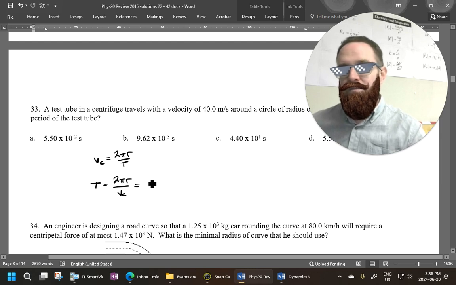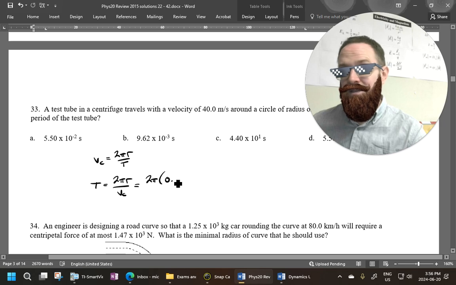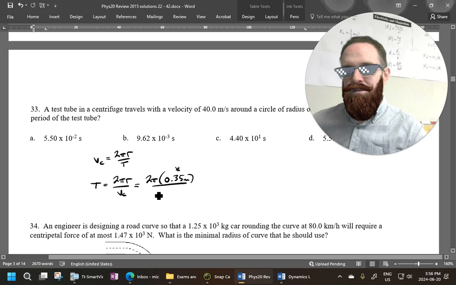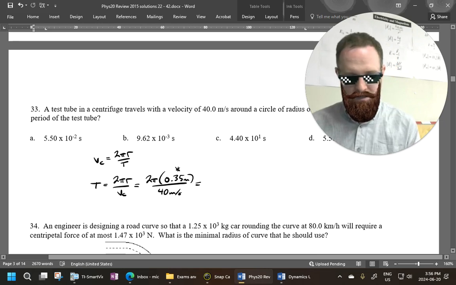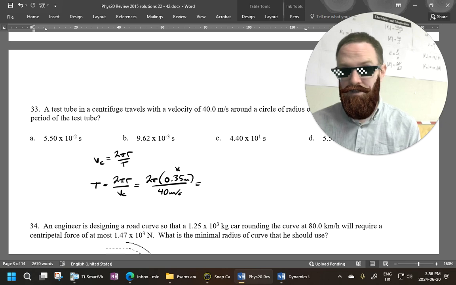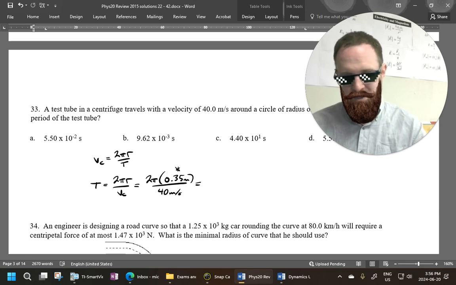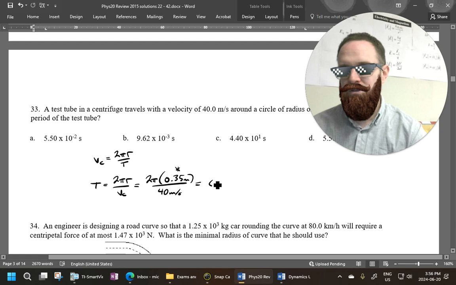And then we just put the numbers in. We got 2 pi. We got a radius of 35 centimeters, but I'm going to change that to meters. Important, right? Because the other one is also in meters per second, you want to make sure those units match each other. All right? And then we punch all these numbers in a calculator. We are only dividing by one number, so we don't have to worry about brackets on this one. We just have to make sure to change that centimeters though.